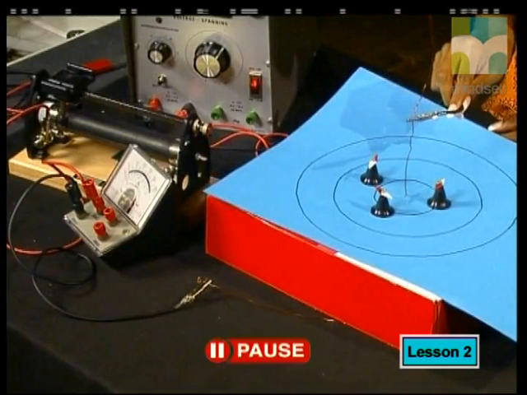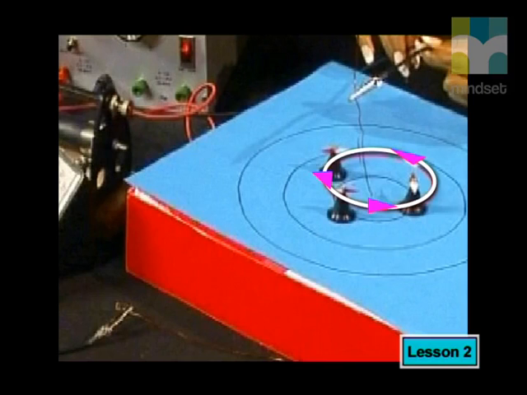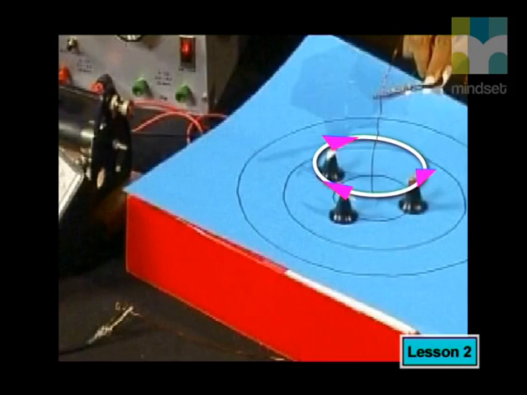Remember to write down your own observations and conclusions. In this experiment, we saw the current flowing in 2 different directions. When the current flows from the bottom to the top, the red sides of the compass needles face in an anti-clockwise direction. And when the current flows in the opposite direction, that is from the top to the bottom, the red sides of the compass needles face in a clockwise direction.